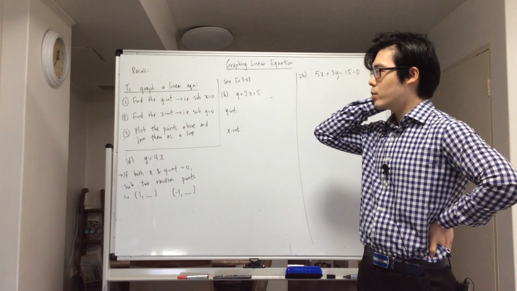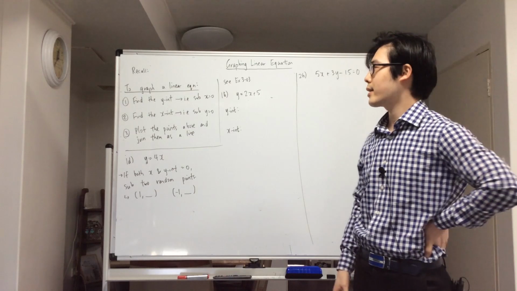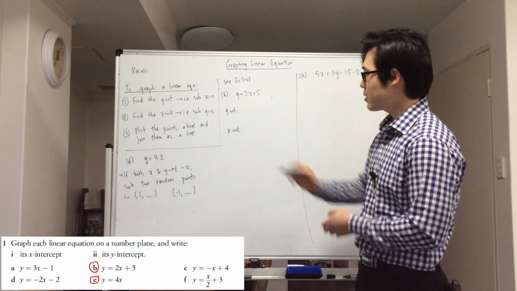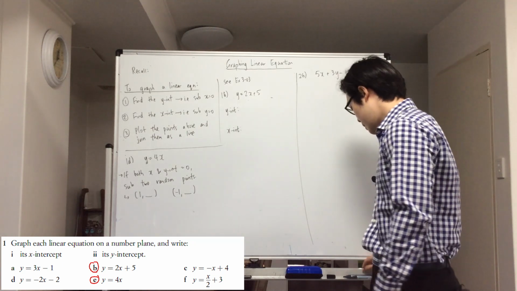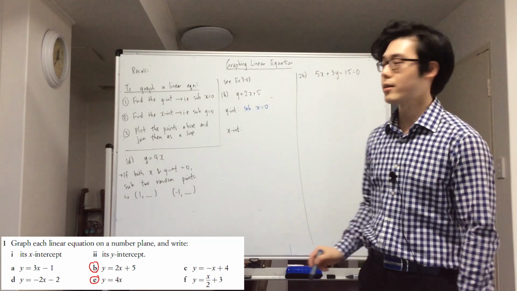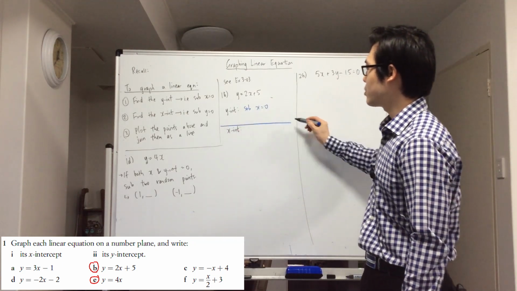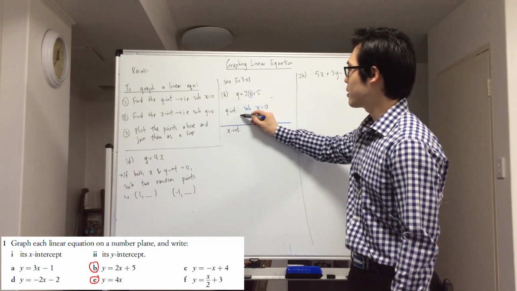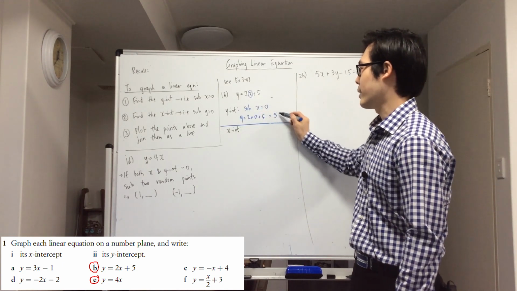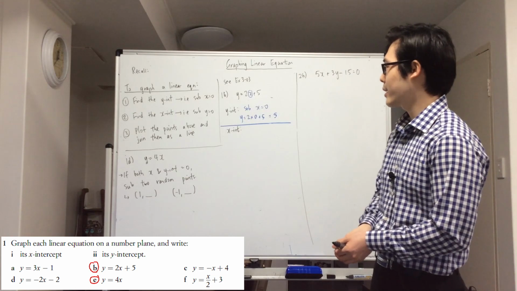So last lesson we looked at parallel and perpendicular lines. Today we want to actually draw the lines. For example, if I wanted to draw that, the first thing you do is find the y-intercept by substituting x equals 0 in here. So let's see what I get. If I replace this with 0, that's just y equals 2 times 0 plus 5, which is equal to 5. So that's your y-intercept.